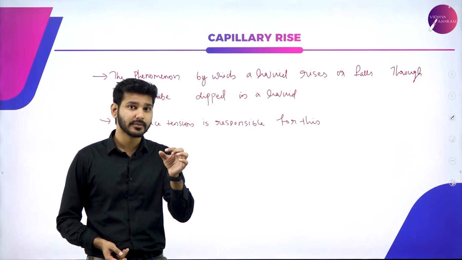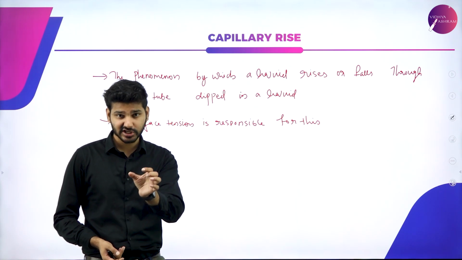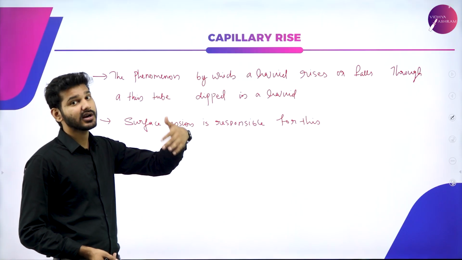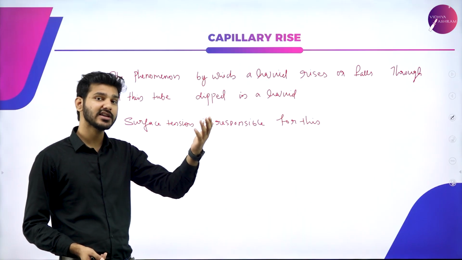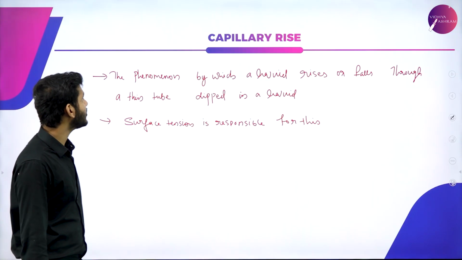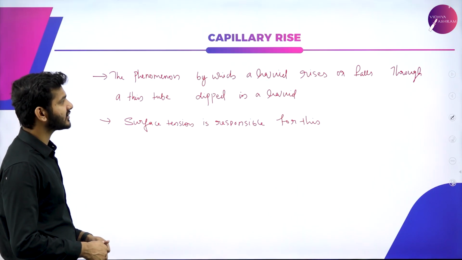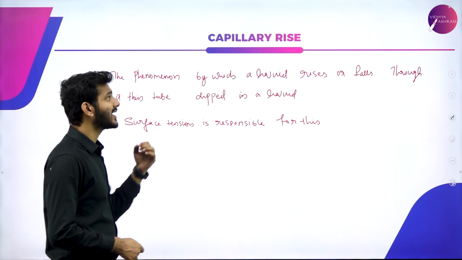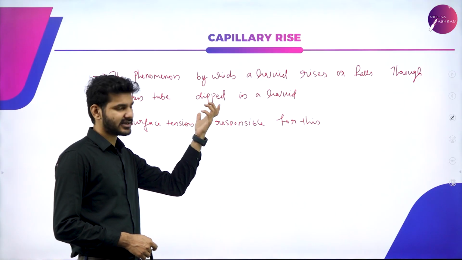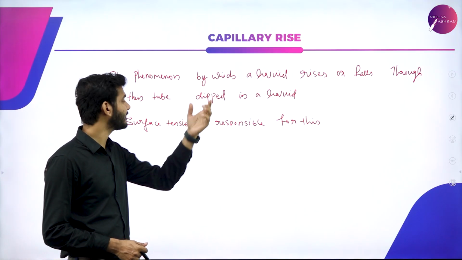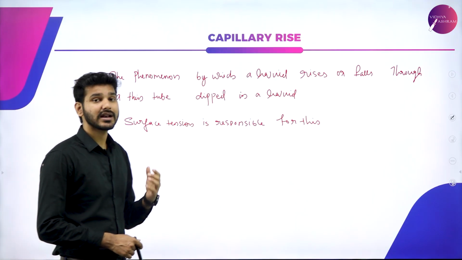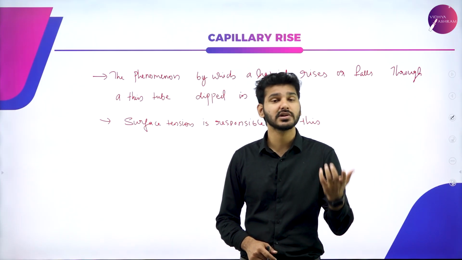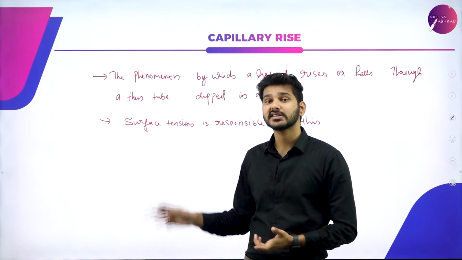tension. This particular property is known as capillary action, and there can be two actions, that is either rise or fall. Depending on that, we say that it is capillary rise or capillary fall. So the phenomenon by which a liquid rises or falls through a thin tube dipped in a liquid is known as capillary action, and that is responsible for capillary rise. So surface tension is responsible for this phenomenon, that is, capillary action is only possible because of surface tension.